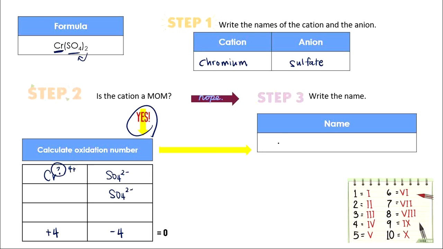So that chromium must be +4. So now let's write the name. Chromium(IV) sulfate. The name is chromium(IV) sulfate.